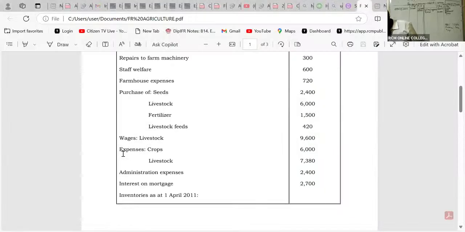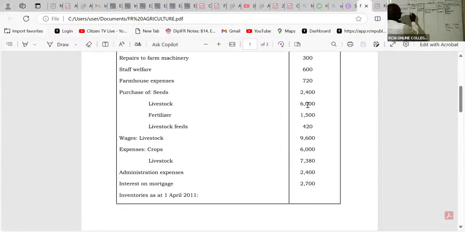Then let's look for purchases. I can see purchases very well. So purchases, we purchased seeds. The seeds are crops, seeds for planting. It's like artificial insemination, which you know is for cattle, but here seeds are crops. So we purchased seeds, 1,400.